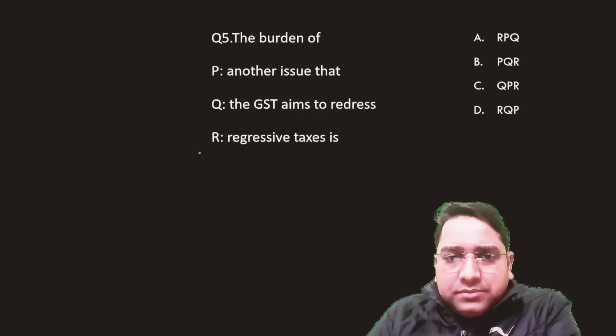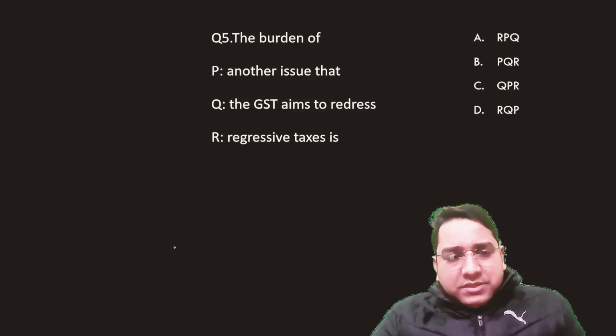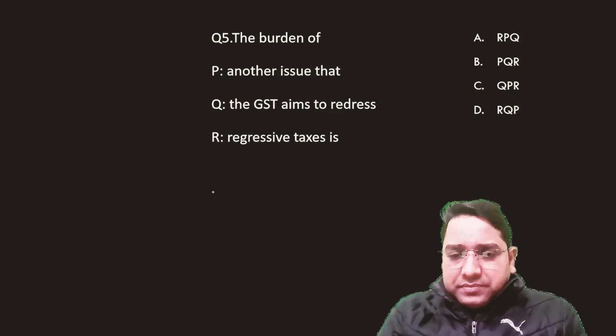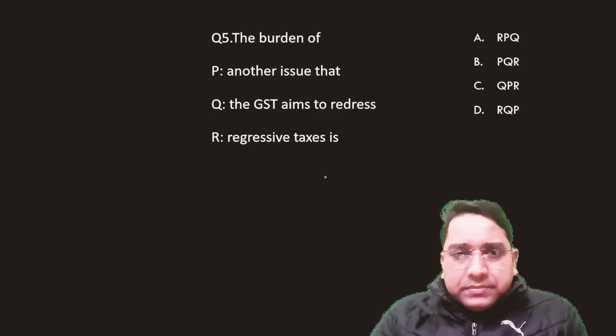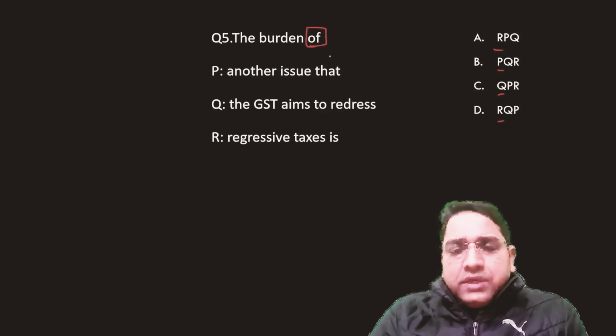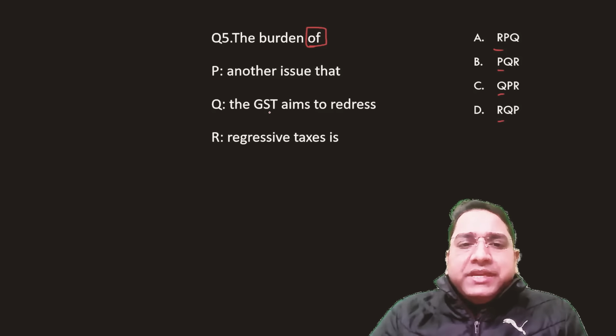Next, hurry up. Now we will increase the speed, not the level. After solving a few questions, we can increase. What are we talking about? This RPQR, the burden of something. Burden of another issue, no, the burden of the GST, okay.